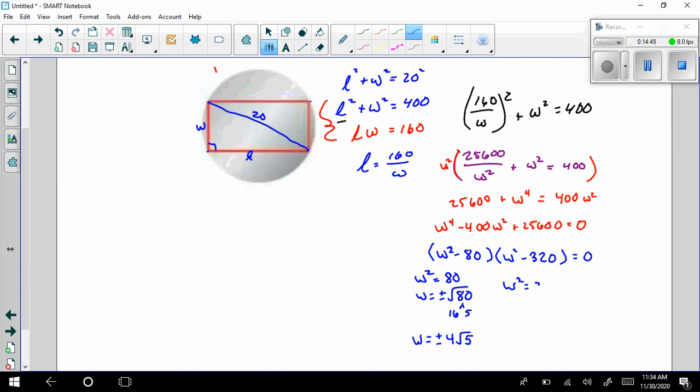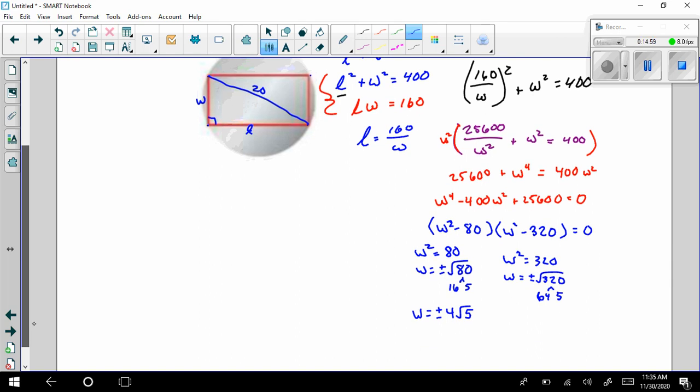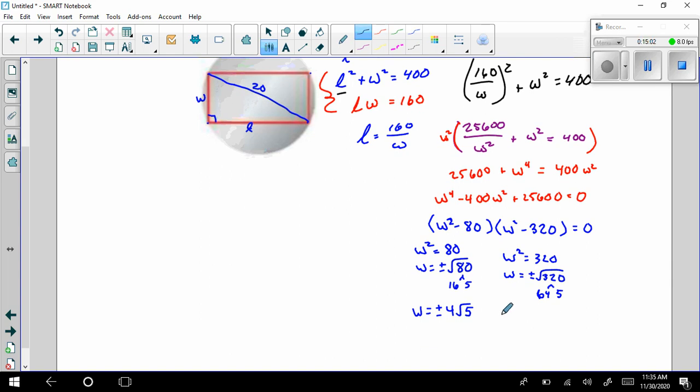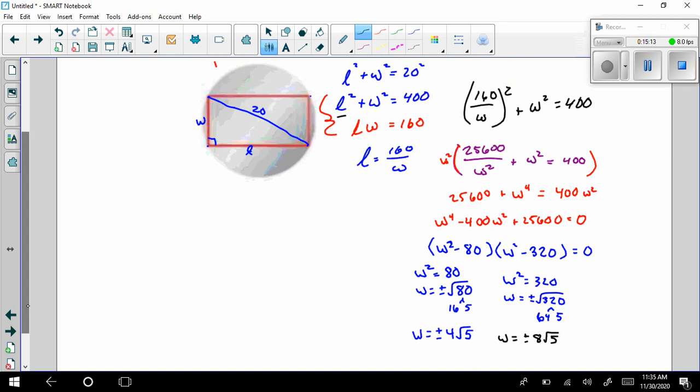And then we do it over here. The biggest perfect square I found for that was 64. So then that breaks down into plus or minus 8 root 5. Since we're talking about a width, we're not dealing with the negatives at all, so we can just disregard those. It's either going to be 4 root 5 or 8 root 5.